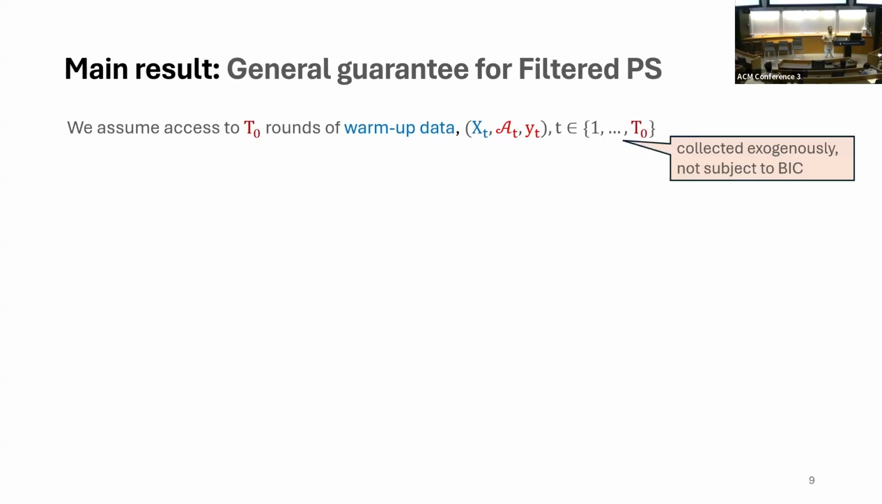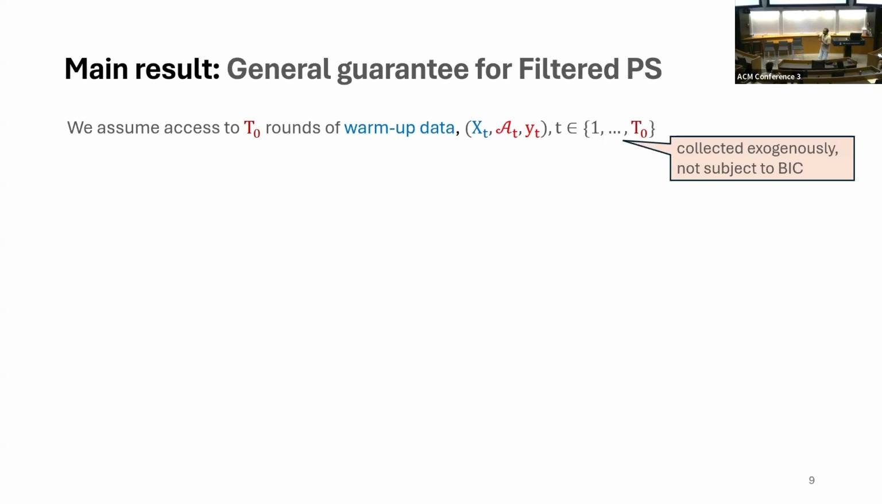And this is not subject to the BIC constraint, which essentially means that you could collect this data either simply by paying agents for T0 rounds, or, if you have access to data collected by some other algorithm, perhaps even that would work. So we basically posit no constraint on how this data was actually generated or collected.